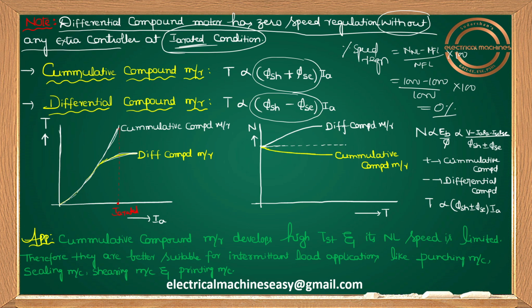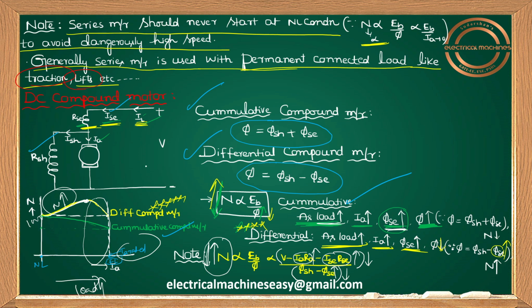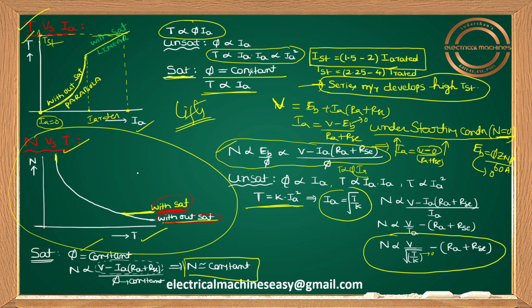Okay, so right now, guys, let me explain the cumulative applications here. The specialty of the cumulative compound motor is that it develops high starting torque. For starting torque, you have to see the starting condition. I told you already in the series motor explanation that starting means current will be very large. You have to see the large current region. That is what I can say is the starting portion.